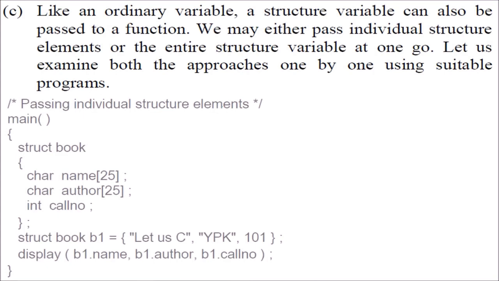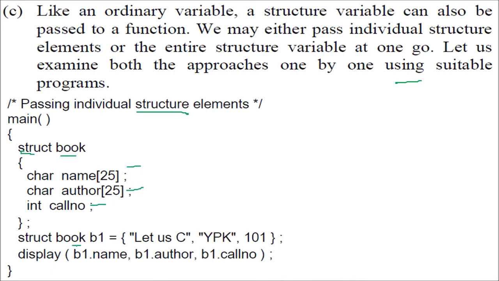And just like an ordinary variable, a structure variable can also be passed to a function. It can be passed piecewise, or you can directly pass the whole structure. Let us see the approaches now. First, you are passing individual structure elements. This is a structure called book. We have three contents here. Now we have initialized this structure and we are passing piecewise: B1.name, B1.author and B1.call number.